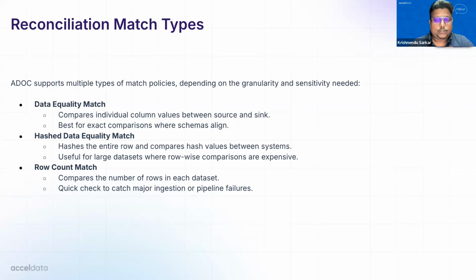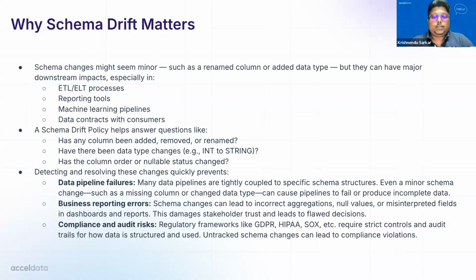Now let's jump on to the schema drift policy. So why is the schema drift policy required, right? The schema drift policy is used basically for early detection, to avoid pipeline failures, broken reports, and compliance risks. It helps keep data flow stable and business decision worthy, right? As you see, there are multiple ETL processes, reporting tools, machine learning pipelines, and data contracts with consumers, right? So these things will be helped if the schema drift policies get implemented.